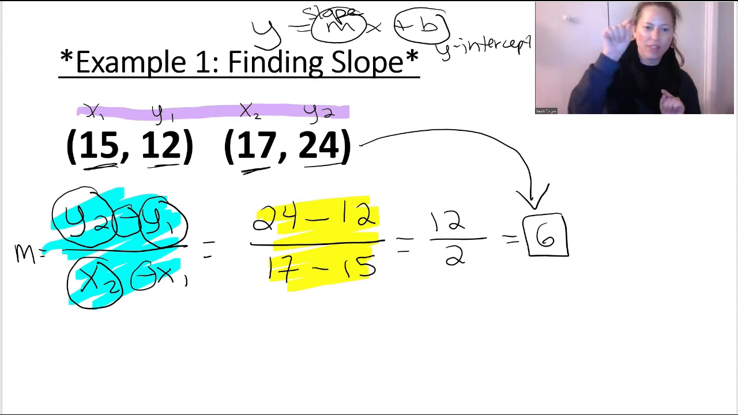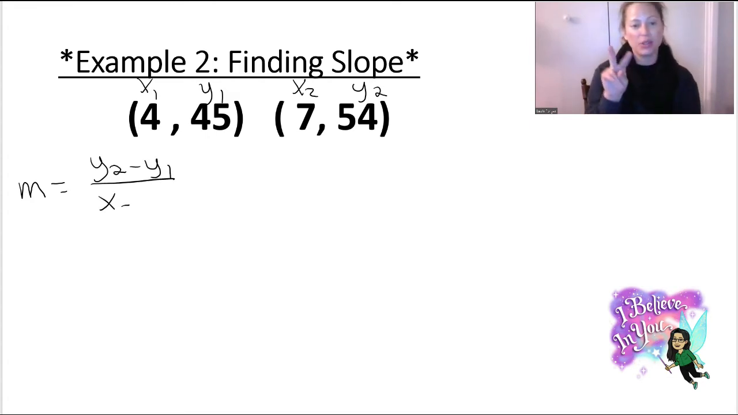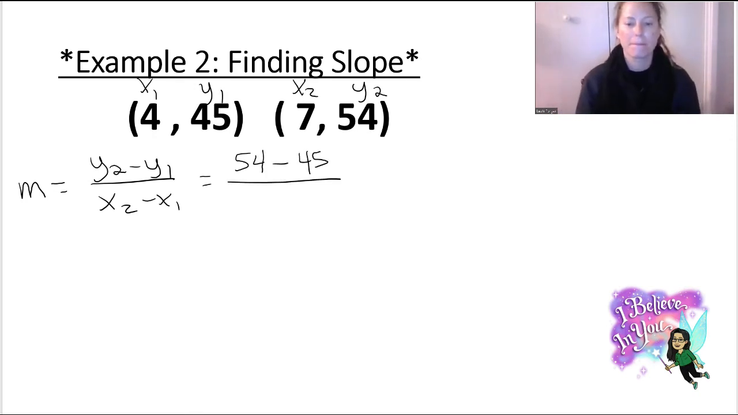All right, next slide. All right, so we have example 2. The first thing we should do is put our labels x1, y1, x2, y2. Okay. Then let's write our slope formula. M equals y2 minus y1 over x2 minus x1. Then I'm going to start plugging things in. y2 is 54 minus y1, which is 45. It's all in how I labeled it.